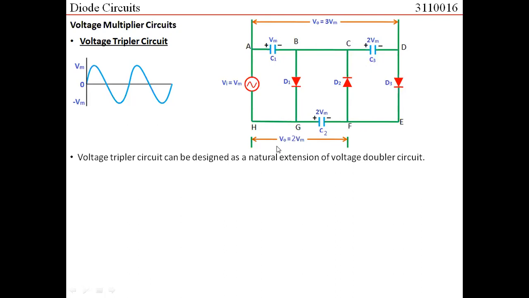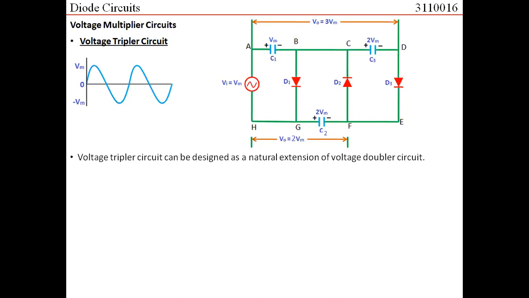What happens in this circuit? Again, for the sake of understanding, I have marked different positions in the circuit by A, B, C, D, and so on. Here in the voltage tripler circuit, I will be taking the output voltage between A and D. So output voltage is basically the summation of the voltage across C1 and the voltage across C3.